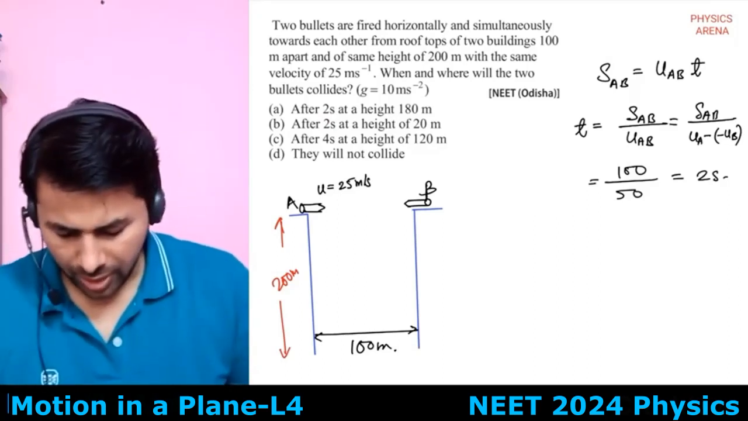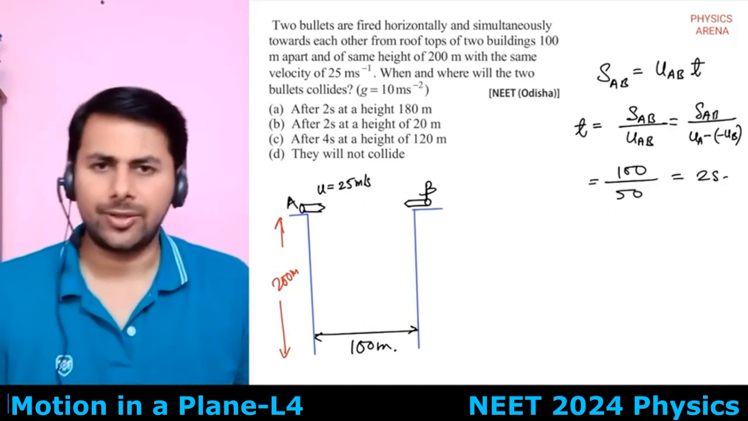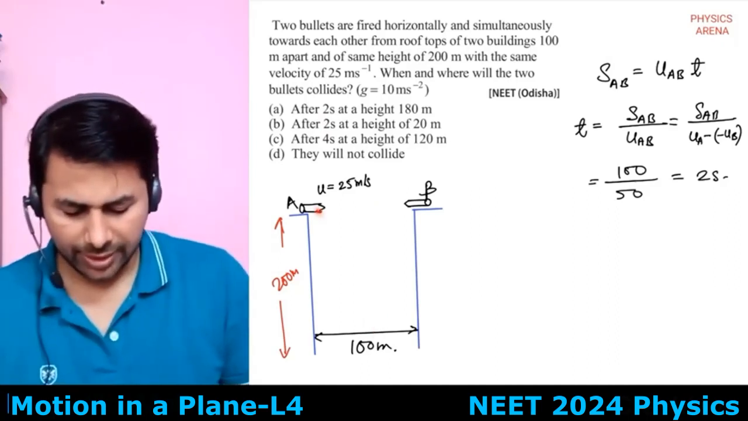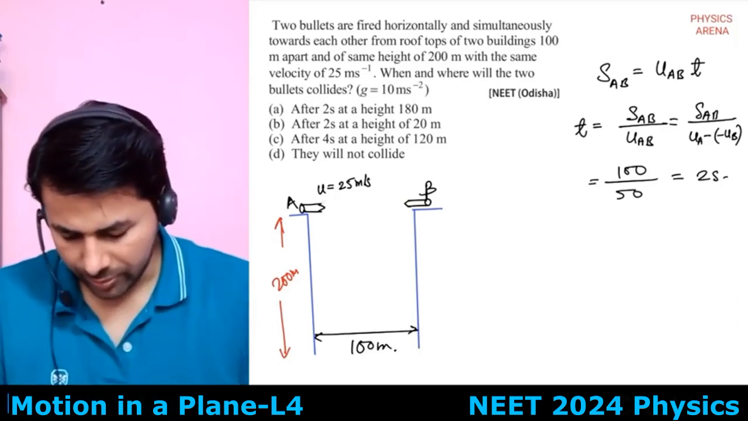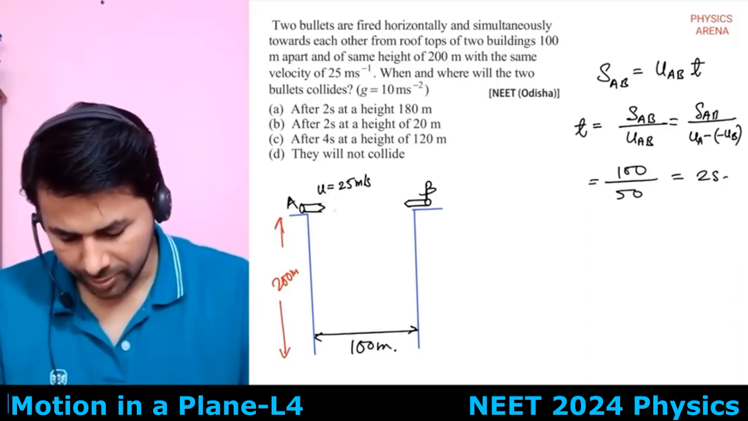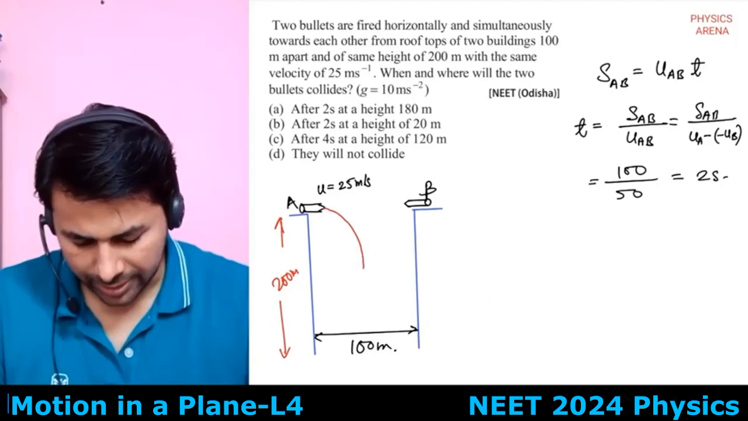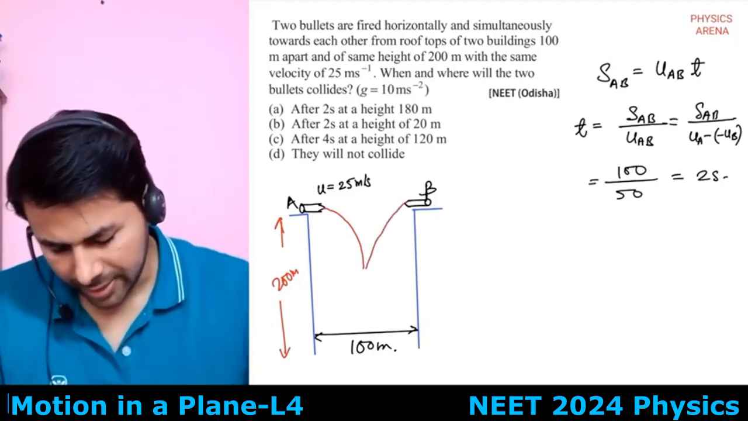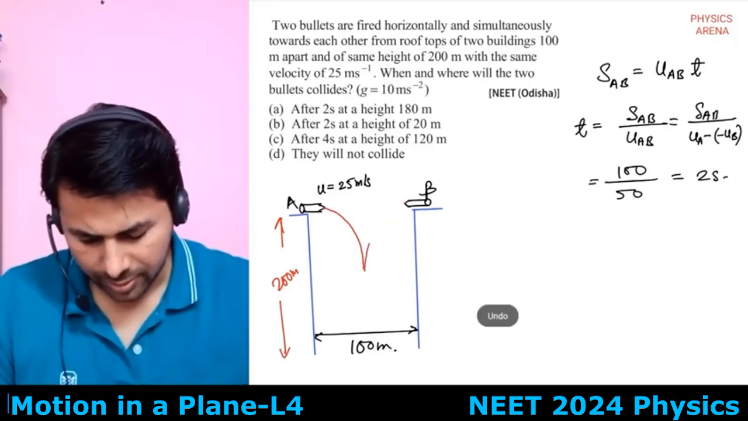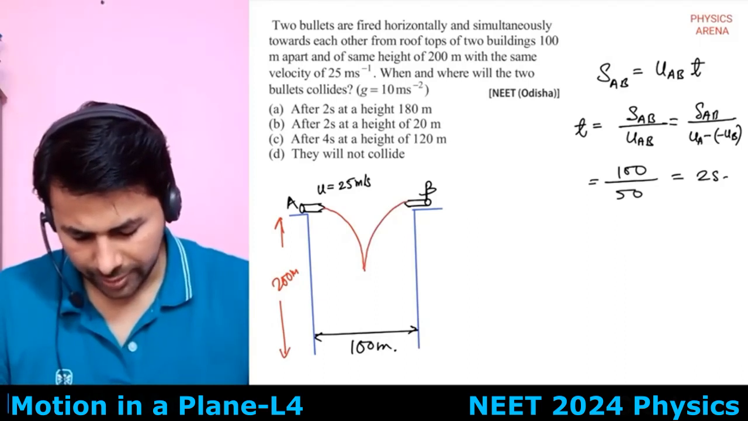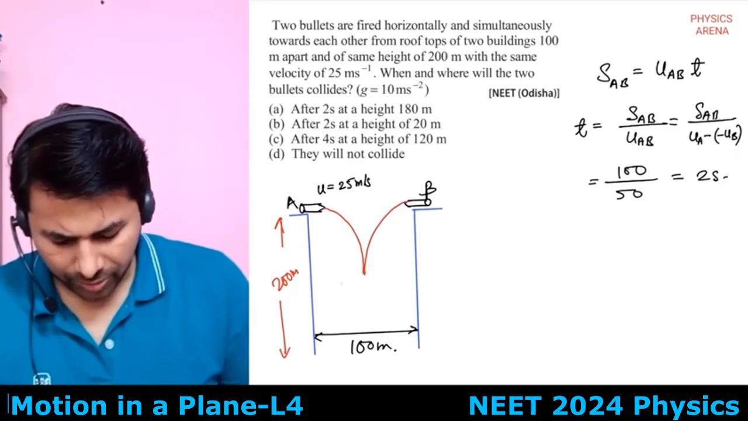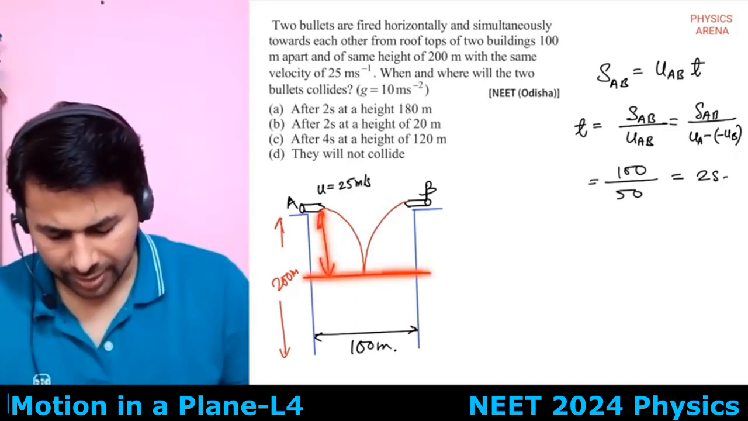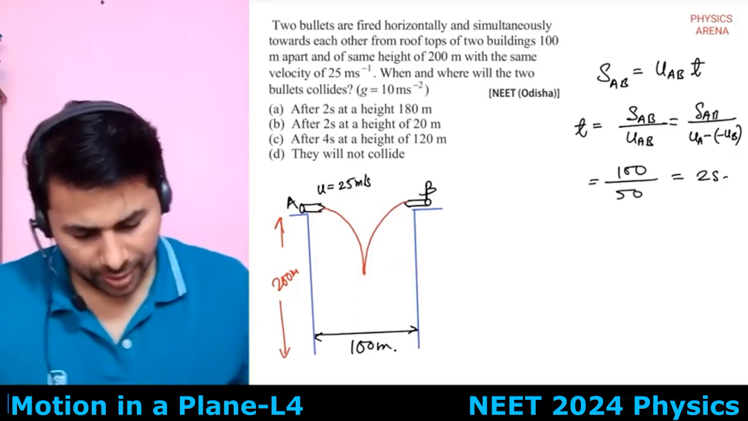And now, how much y distance will they cover? The distance covered in x direction will be equal. So they will move like this. The first bullet will move like this, the second one will move like this. And they will collide somewhere here, right? So we have to find how much distance they will cover along y direction.